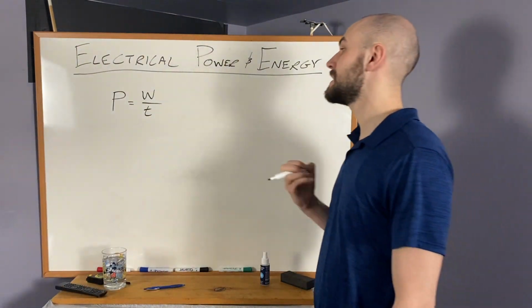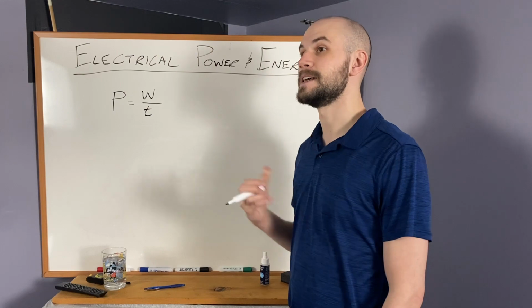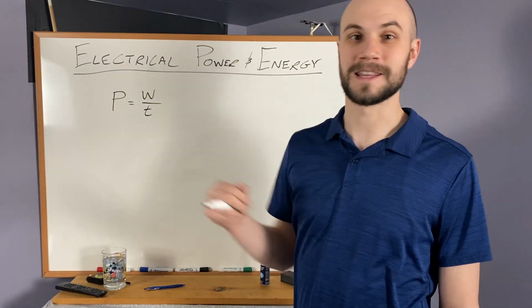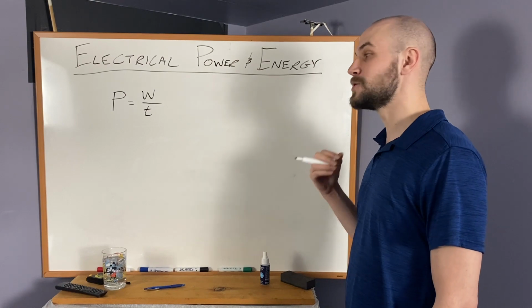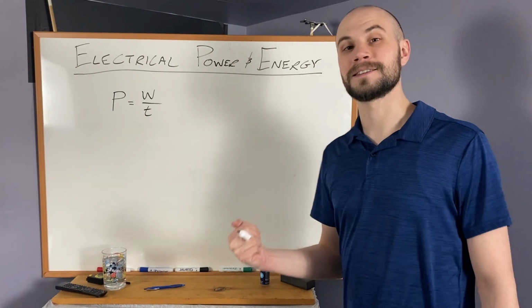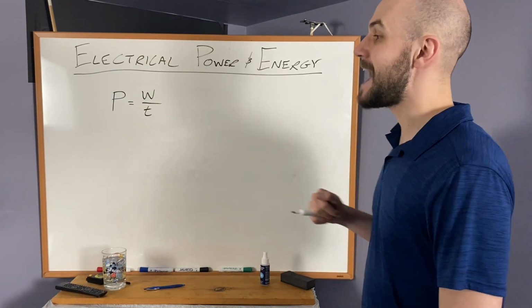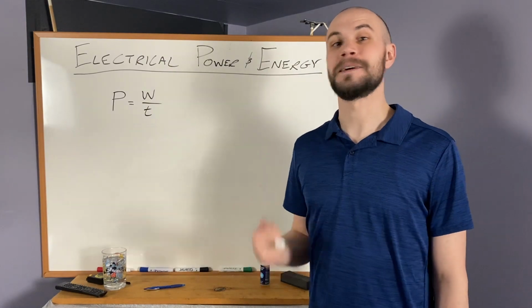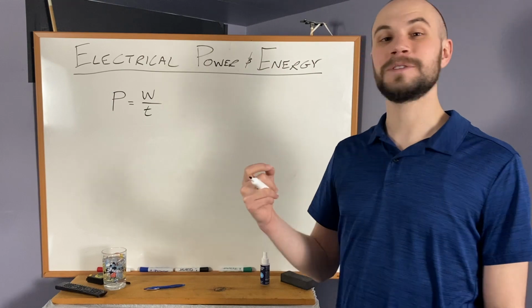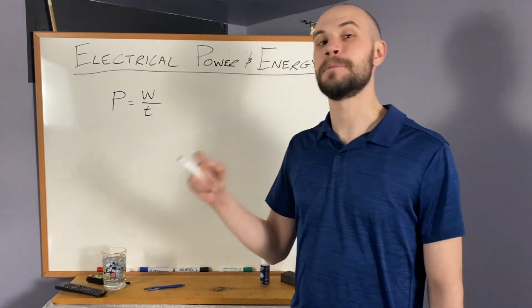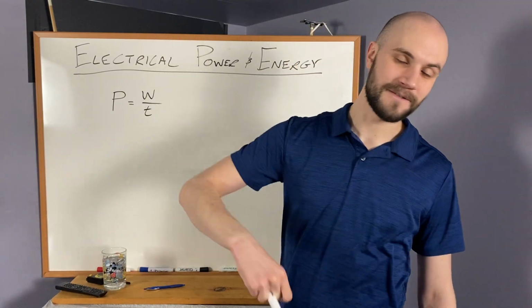So let's say we have that light bulb going and we have a 60 watt light bulb, like something that you would normally find in your house. That means that light bulb is always using 60 watts of power whenever it's on. And if that light bulb's on for, let's say, 3 minutes, 5 minutes, an hour, 2 hours, we could use that amount of time to figure out exactly how much energy the light bulb is using for a specified amount of time.